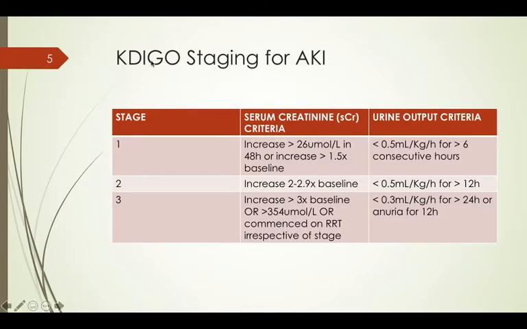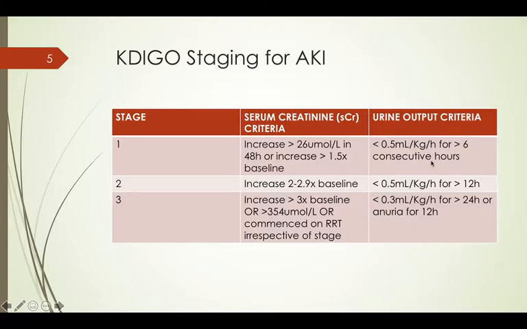So a bit more about the KDIGO staging. There's three main stages. You can quantify AKI either using serum creatinine or urine output. For stage 1, we're looking for a creatinine rise of more than 26 micromoles per litre in 2 days, or an increase of 1.5 times more than the baseline. Stage 2, between 2 to 2.9 times the baseline. And stage 3, if it increases 3 times above the baseline, or if they're put onto renal replacement therapy, or their creatinine rises by 354.